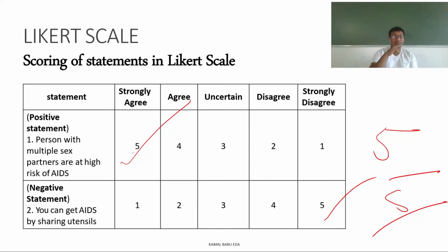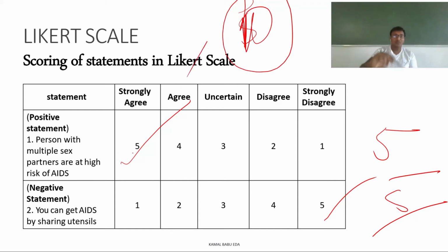5 marks. So if it is a positive statement, disagree will have 1 mark and strongly agree will have 5 marks. If it is a negative statement, strongly agree will have 1 mark and strongly disagree will have 5 marks. At last, we are giving you a score out of 10 marks. Here we have given one positive statement; if you strongly agree, you get 5 marks. For the negative statement, if you strongly disagree, 5 marks. So here you pass the test, you have 10 marks.